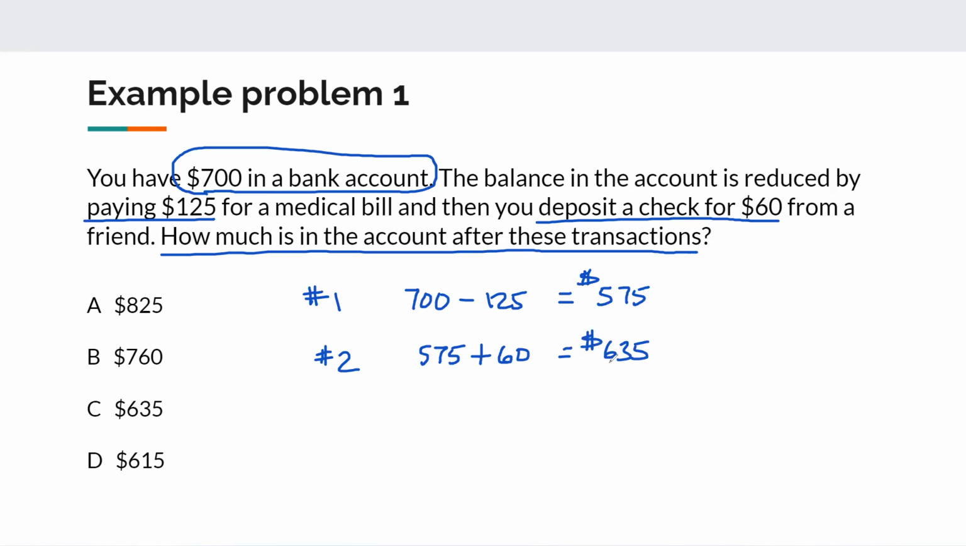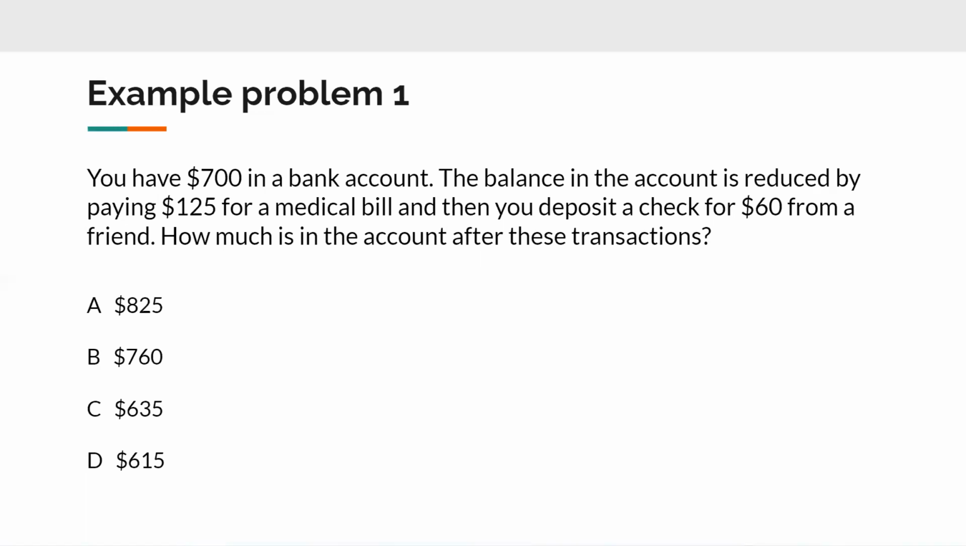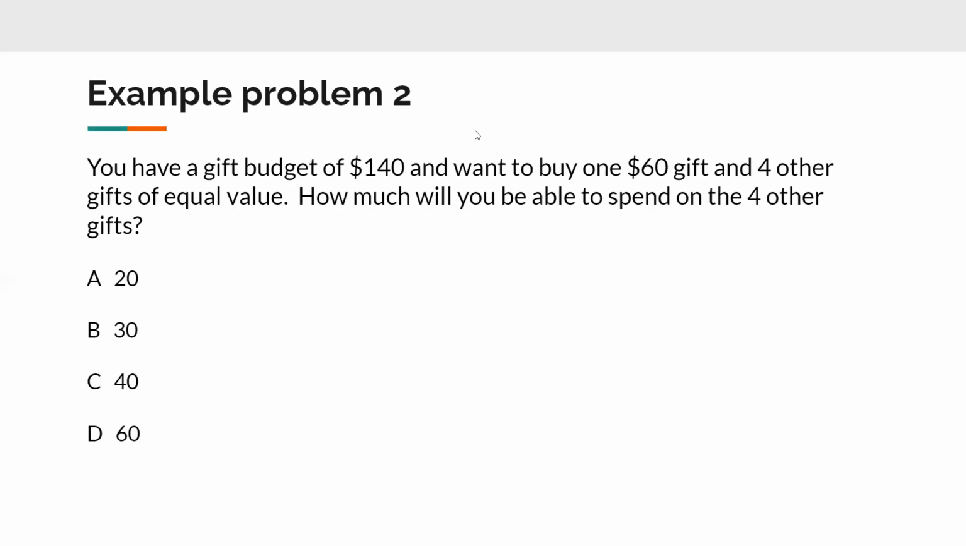Now, when you looked at this problem, if you immediately thought, hey, I know how to do that, 700 minus 125 plus 60 equals 635, you are absolutely correct. We didn't quite break it up into these discrete steps, but you still performed 2 steps here. You subtracted 125 and then you added 60. But that is perfectly fine. That's good logic. Let's move on to problem 2.